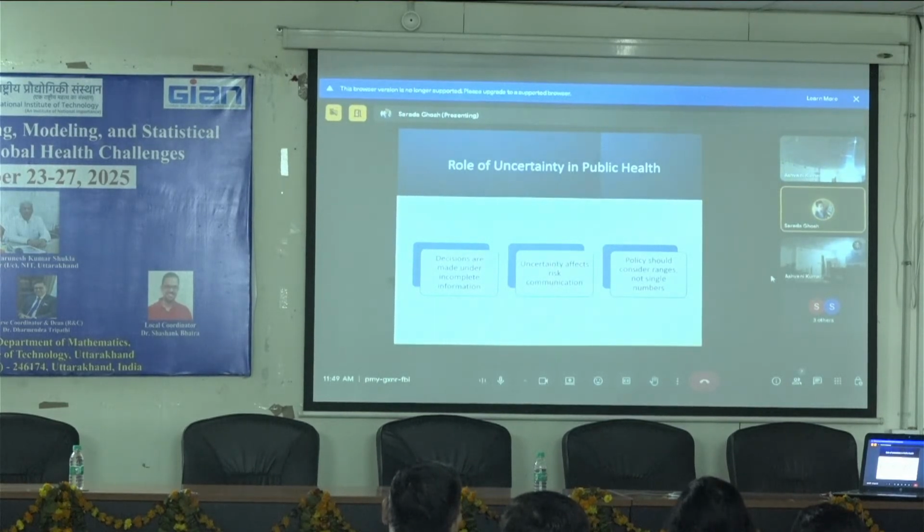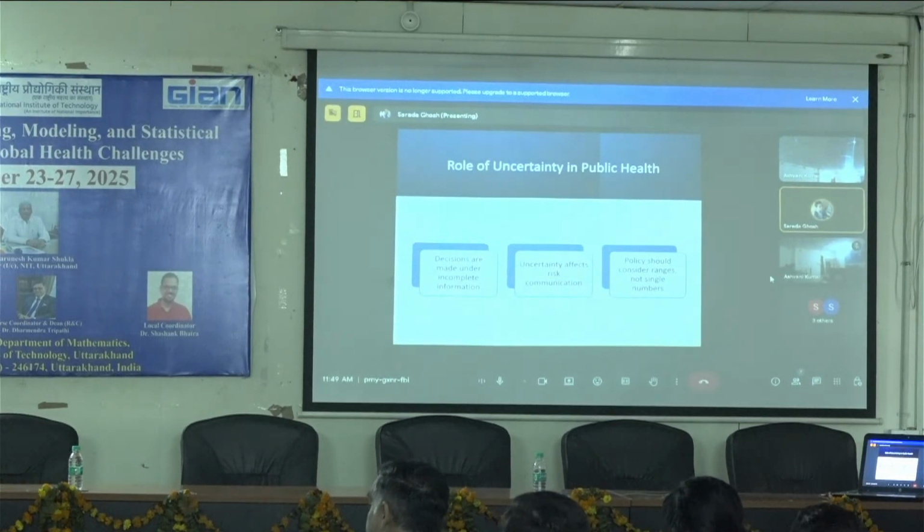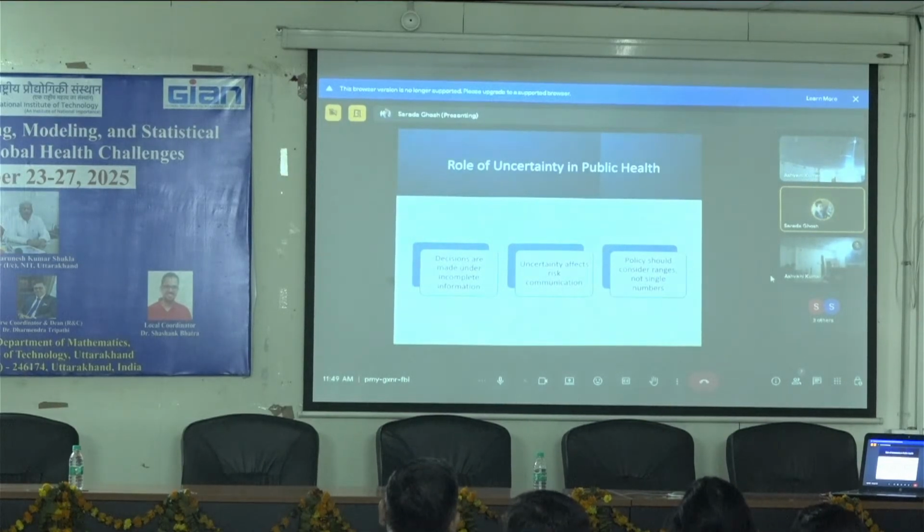Uncertainty affects risk communication. For example, we measure one patient to see the effect of COVID-19, but he certainly died due to a heart attack. So this is the uncertain effect. We can't assume what happened with him. So we can't say how COVID-19 affected progress toward death or mortality, because he had already died due to a heart attack.